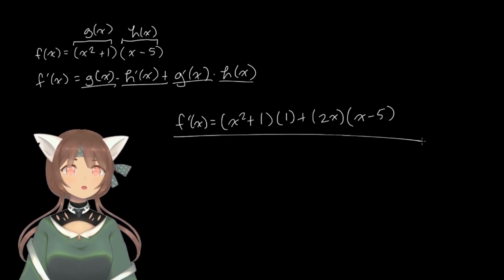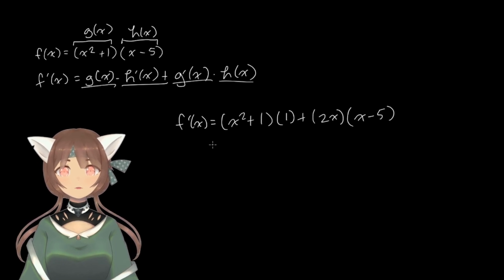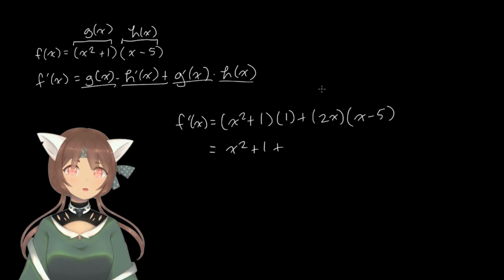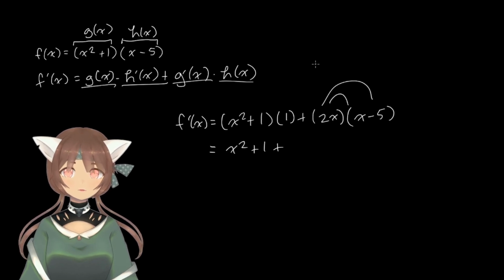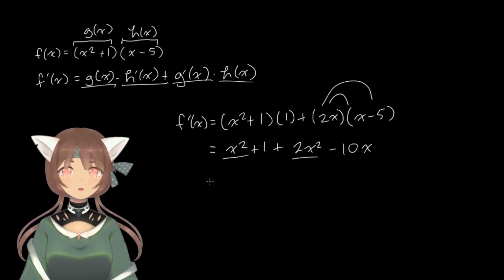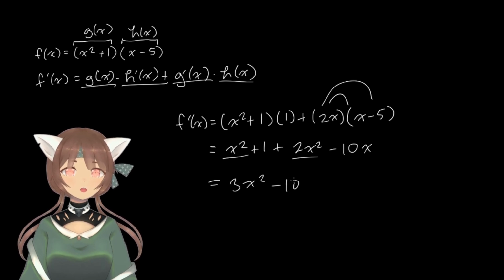So honestly, we could leave it like this, or we could simplify. For the sake of this video, I'm going to simplify. So x squared plus 1 times 1 is x squared plus 1. And we're going to add that to 2x times x minus 5. So we can just distribute, and that gives 2x squared minus 10x. And we're just going to merge these together and put everything in order, so that becomes 3x squared minus 10x plus 1. Easy schmeezy, right?